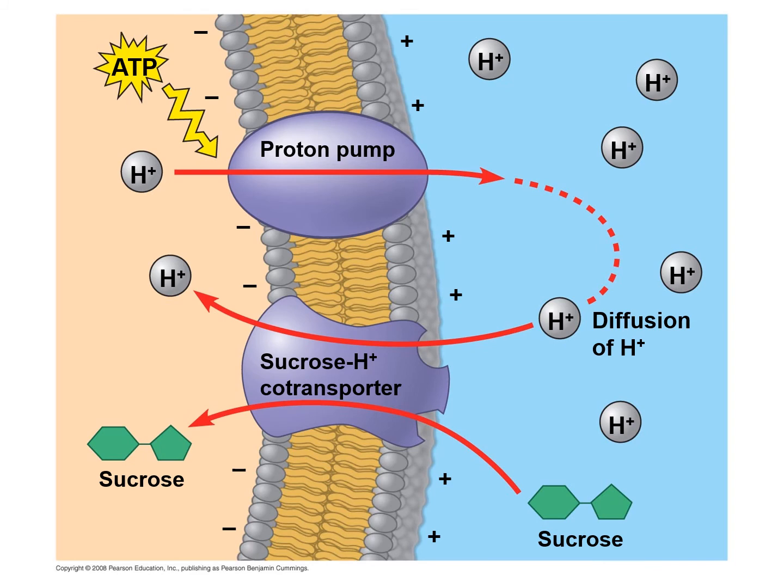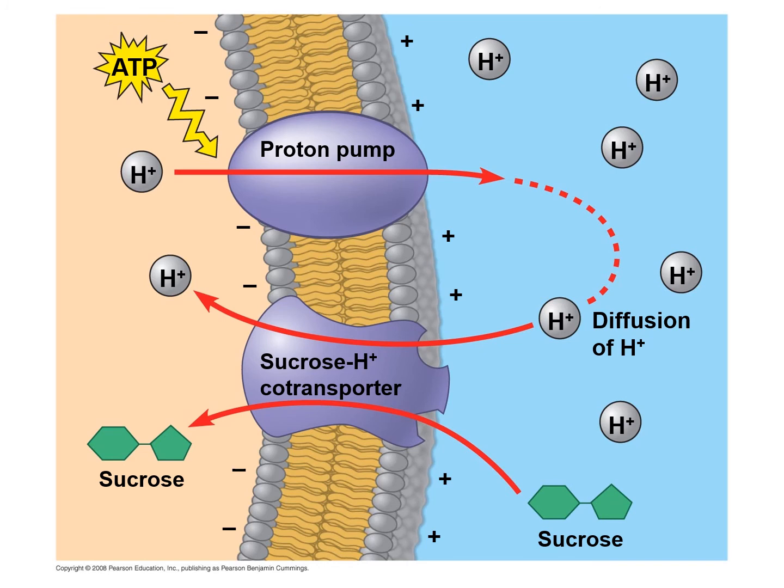Electrogenic pumps can also be used as a means of setting up an electrochemical gradient that can be used to power other transporters. So here we've got a proton pump that can set up a gradient of hydrogen protons. And now we have something called a sucrose proton co-transporter. The hydrogen protons are going to try to come back into the cell because of that electrochemical gradient. And the only way they can get into the cell is to go through this sucrose proton co-transporter.